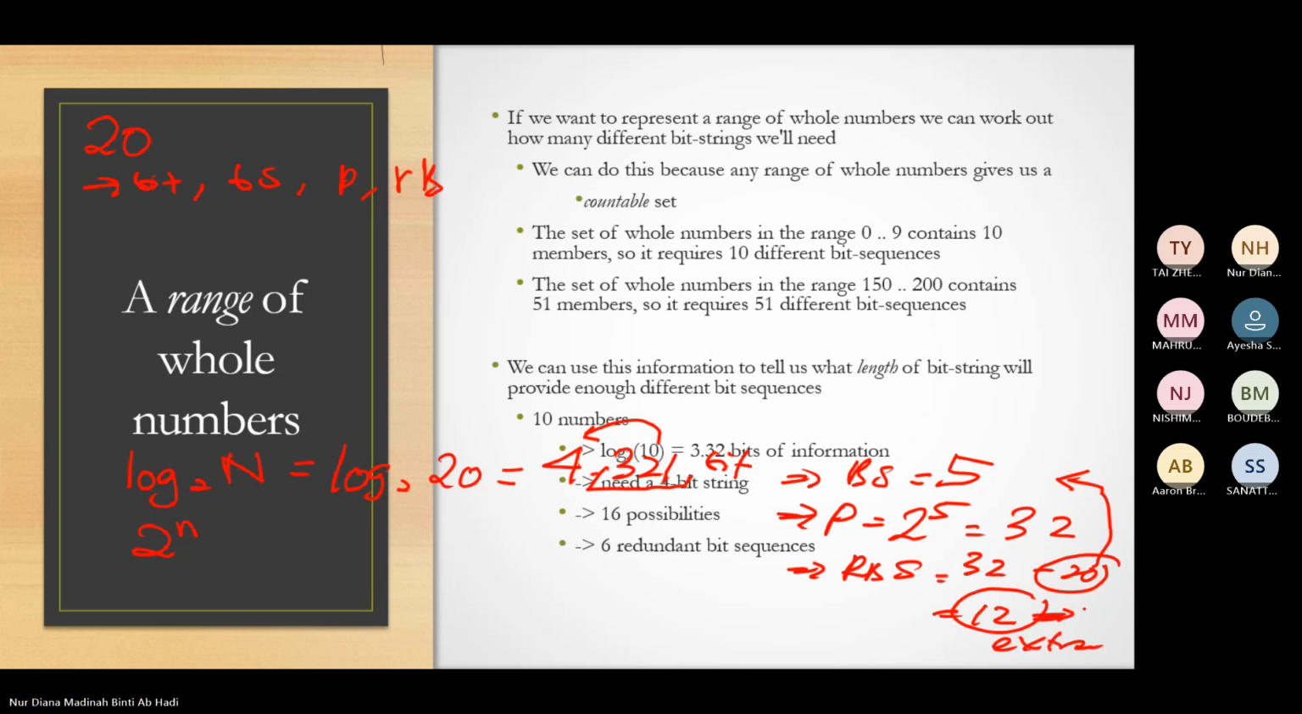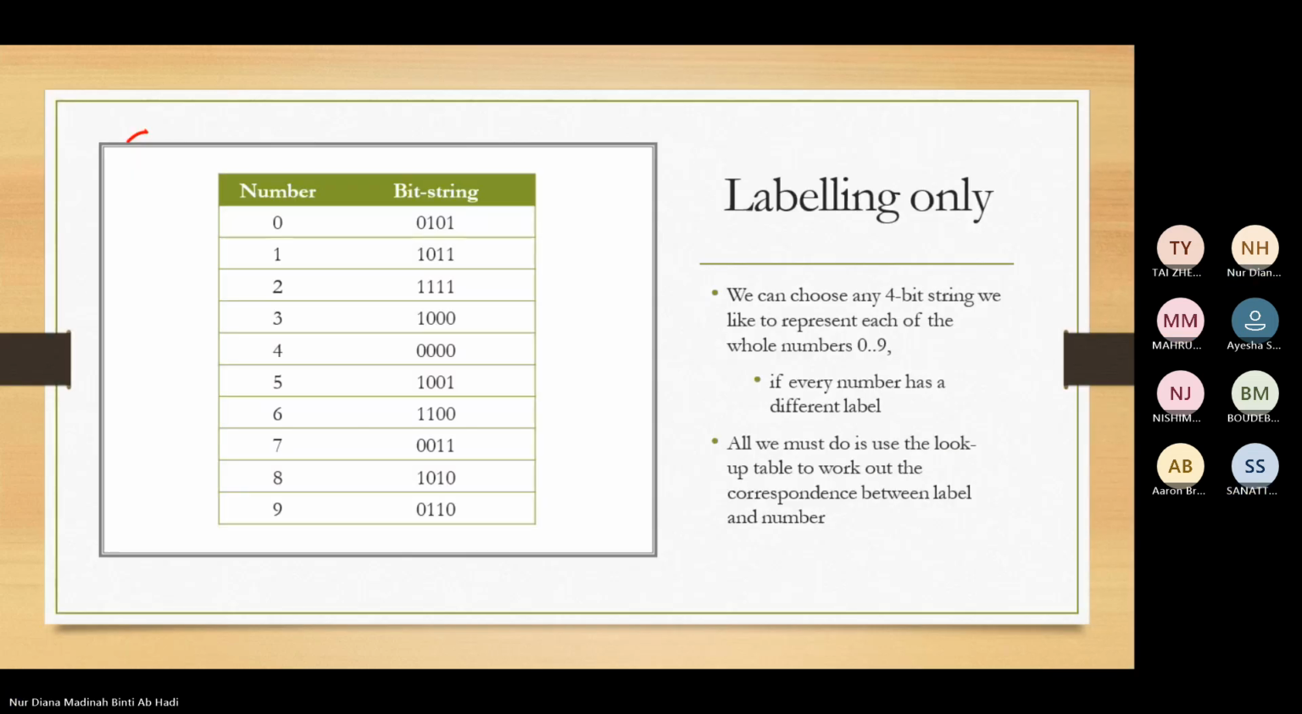Okay? So far, are you clear? Do you have any question for this part? No. Easy, huh? So this is the labeling only. So we choose the 4-bit item that we want to represent. Each number has their own different representation. So for this one, you don't have any questions, right? Because this is only representation in decimal and binary. Am I right?